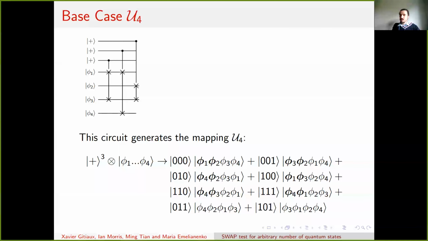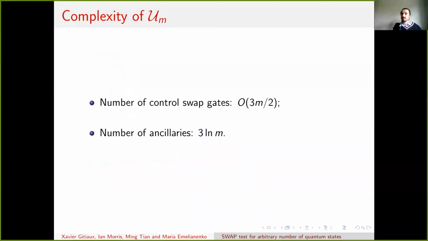In this state, when the ancillas are 1, 1, 1, you know that the pair you measure on the top 2 registers is going to be phi 4, phi 1. And you can check, you get all of them. In fact, you get a little bit more because a couple of them appear twice. But that's fine. As long as you have them once, it serves the purpose.